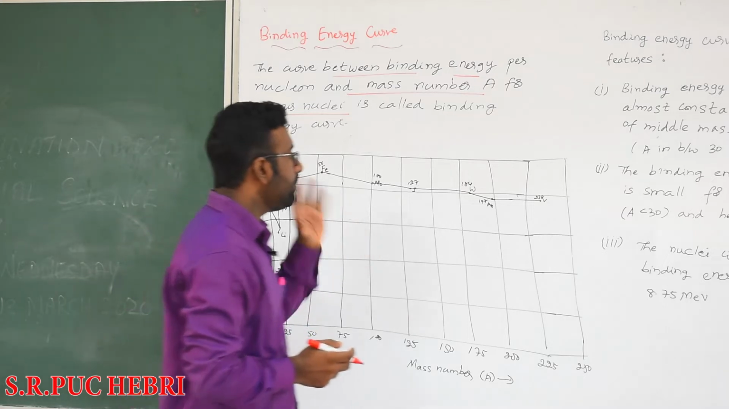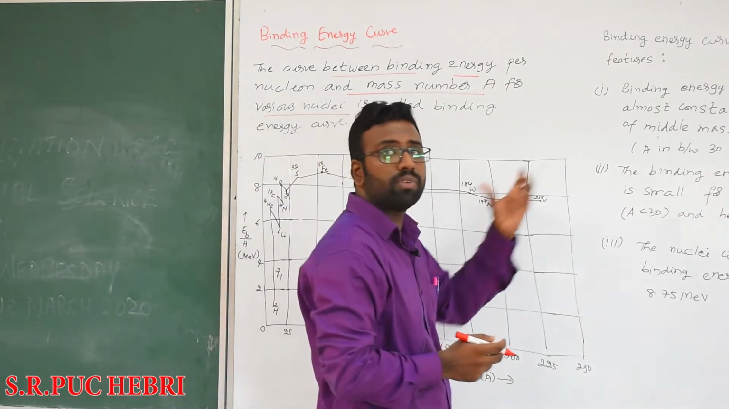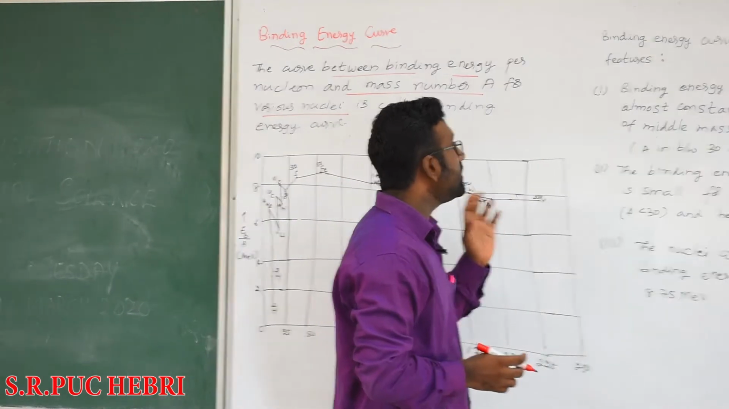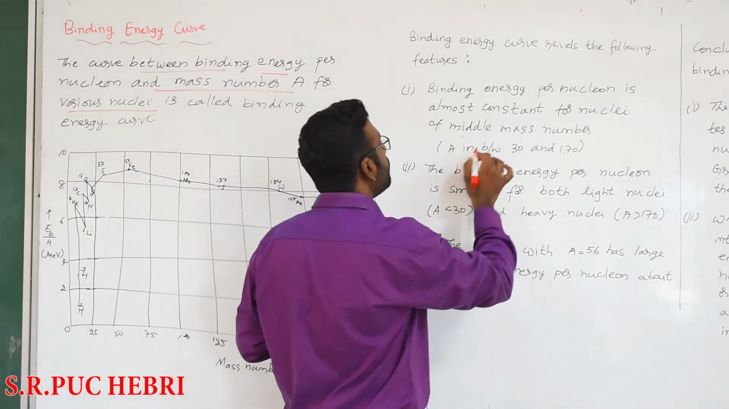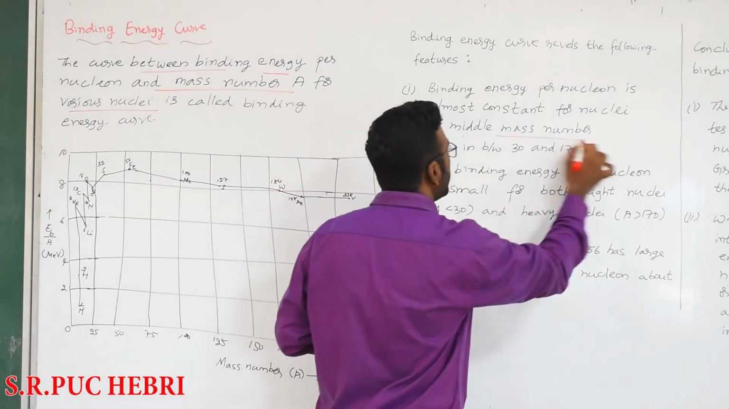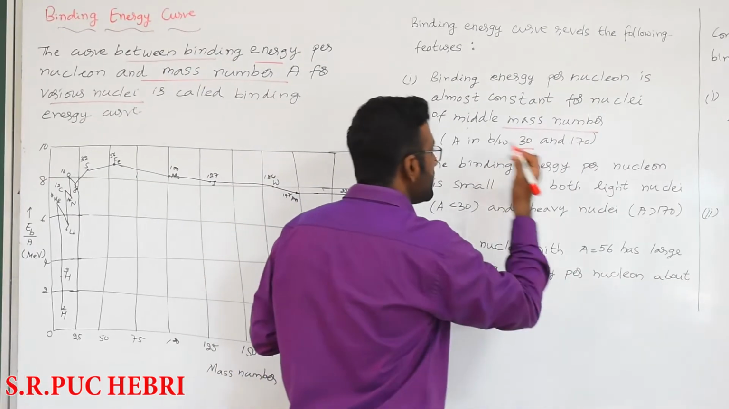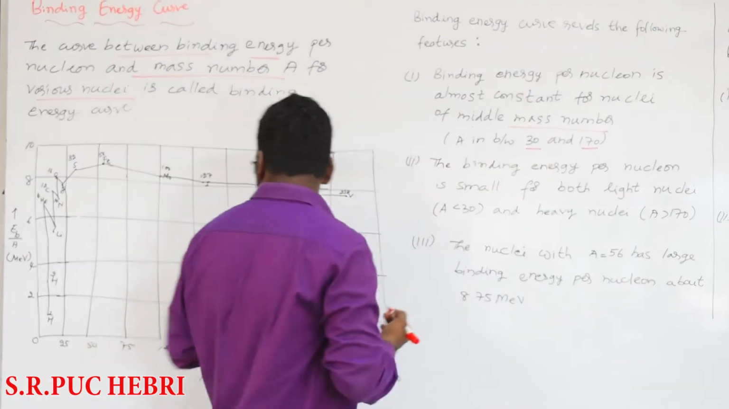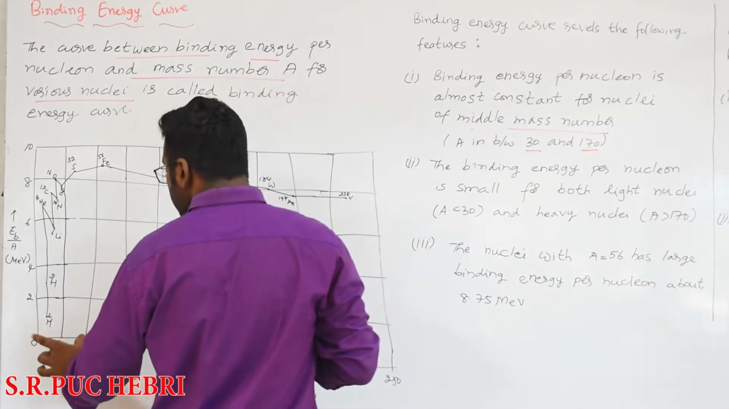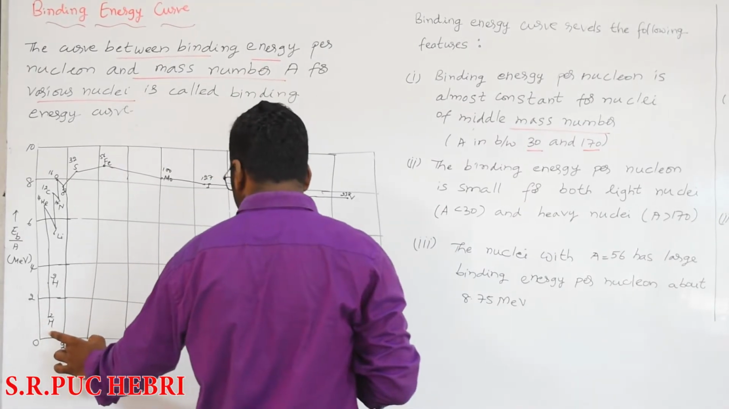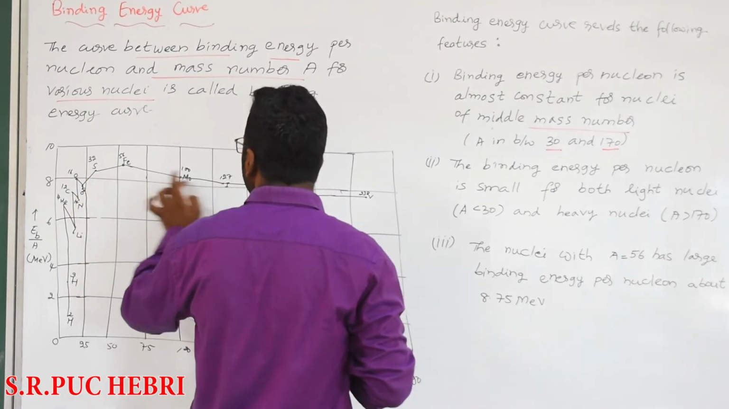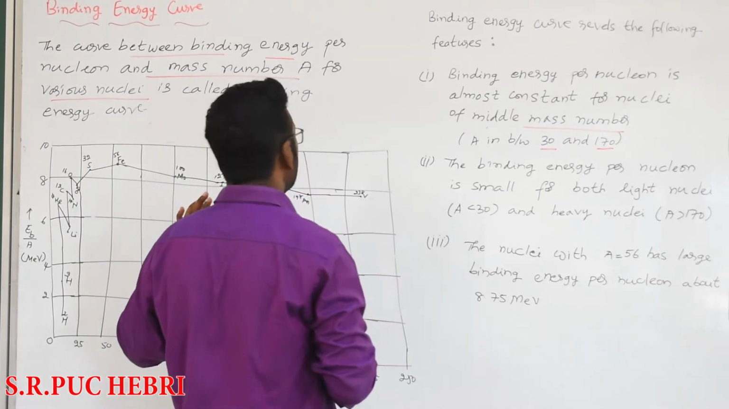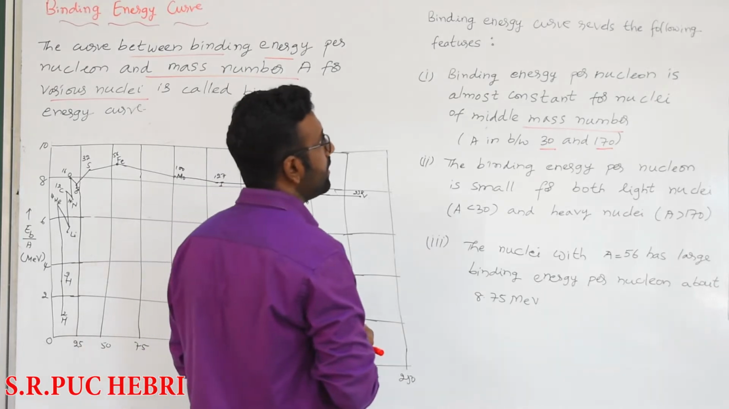Now we can derive some ideas from this. Binding energy per nucleon is almost constant for nuclei of middle mass number. That's what I told: from mass number 30 to 170, the binding energy per nucleon remains nearly constant.